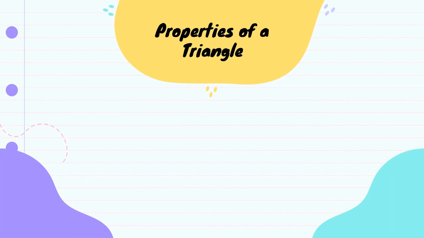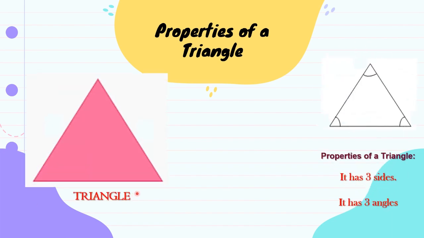Now let's look at properties of a triangle. You know how a triangle looks, having three sides. Look at it, and three angles, 1, 2, 3. It has three sides, it has three angles. That's a triangle.